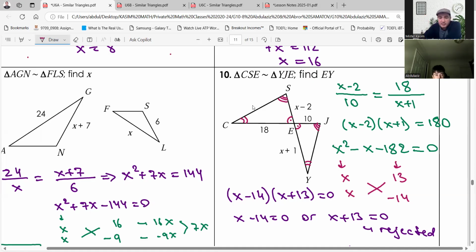You see, here we have CS. CS corresponds to YJ, but they are not given. That's why I didn't write them. And SE corresponds to EJ, and CE corresponds to YE. X minus 2 corresponds to 10, so here we have X minus 2 over 10 equals 18 over X plus 1. That's the first one. Did you understand this ratio first?